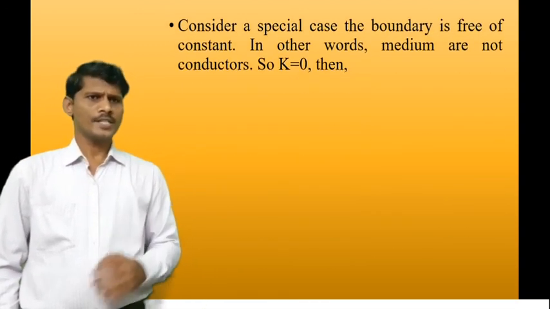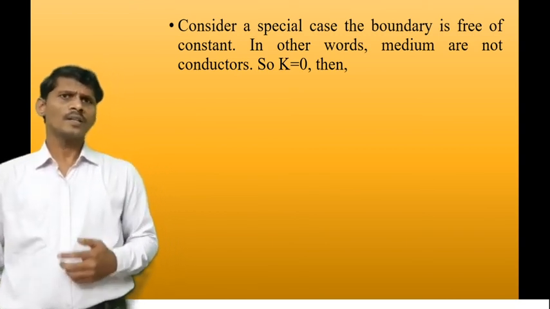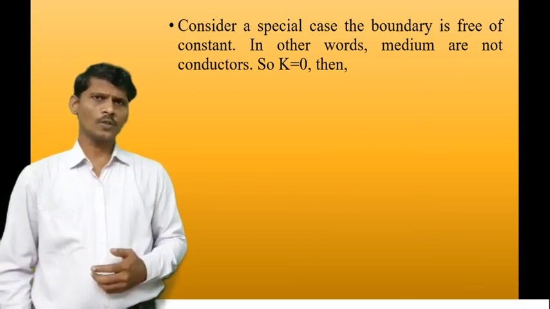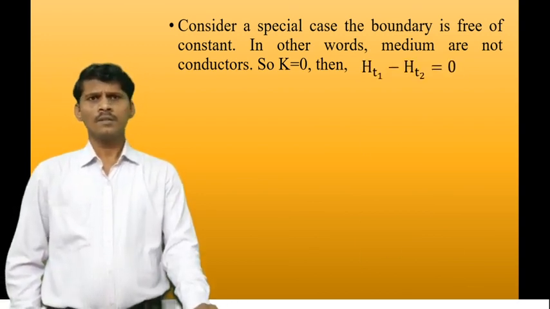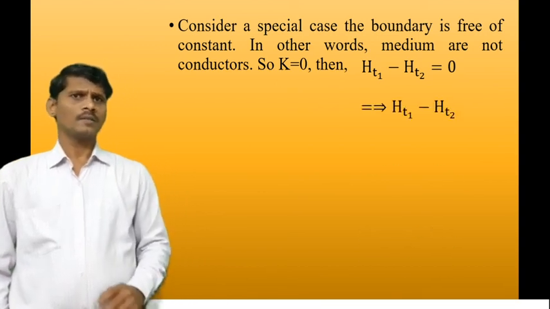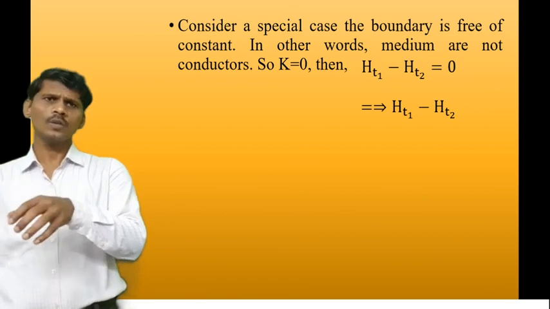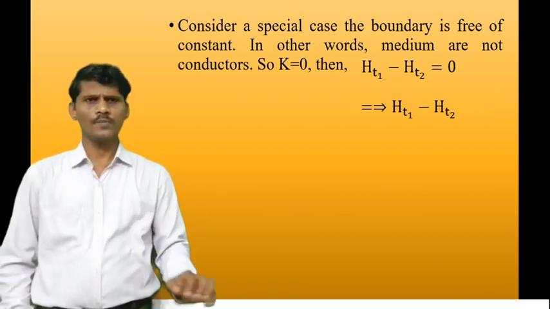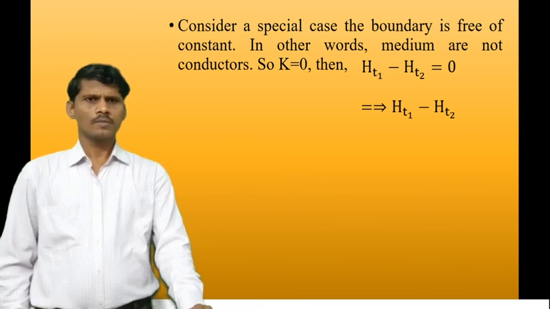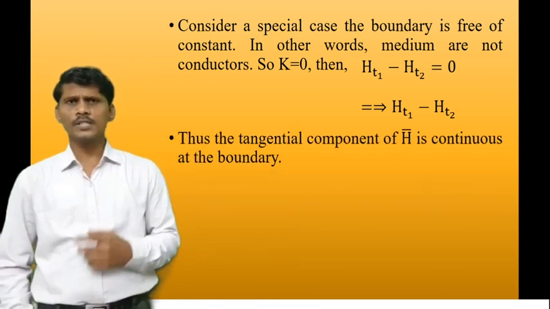For a source free region, there is no current density. So K bar is equal to 0. Therefore, the tangential component of the magnetic field intensity in region 1 is equal to the tangential component of the magnetic field intensity in region 2. So the tangential component is continuous at the boundary.